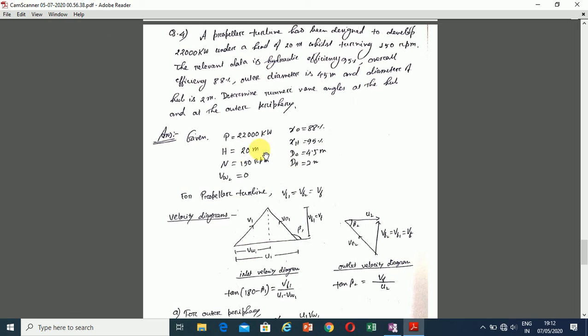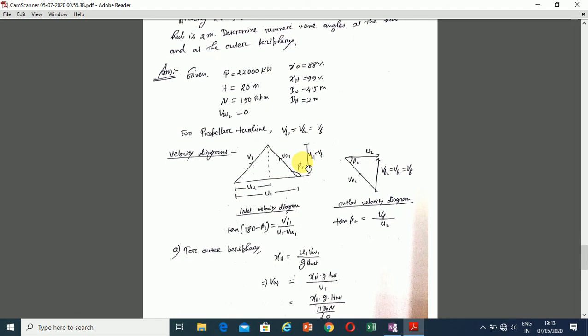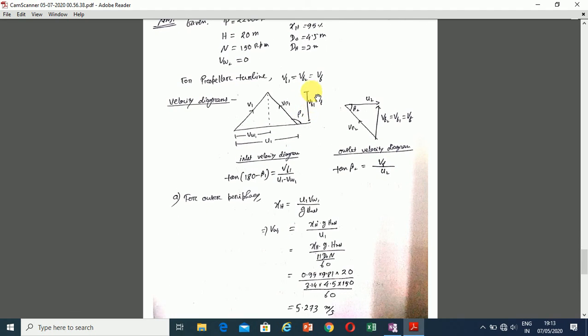Here the given data is power, that is 22,000 kilowatt, head is 20 meter, rotational speed is 150 rpm. We know that a propeller turbine is a Kaplan turbine, and for this V omega 2 will be 0. Total overall efficiency is 88%, that is 0.88, hydraulic efficiency is 95%, that is 0.95, outer diameter is 4.5 meter and hub diameter is 2 meter. For a propeller turbine, we know that Vf1 is equal to Vf2 is equal to Vf.